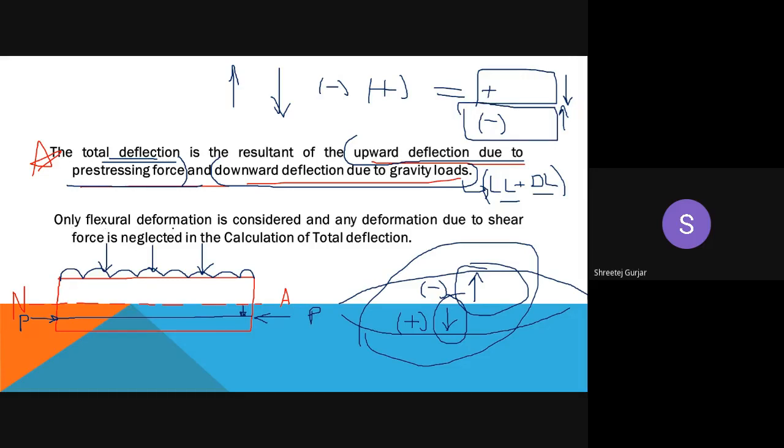Only flexural deformation is considered, and any deformation due to shear force is neglected in the calculation of total deflection. So remember this, you do not consider any deflection caused due to shear force. Only flexural deformation. By flexural we mean bending, and we mean axial loads.